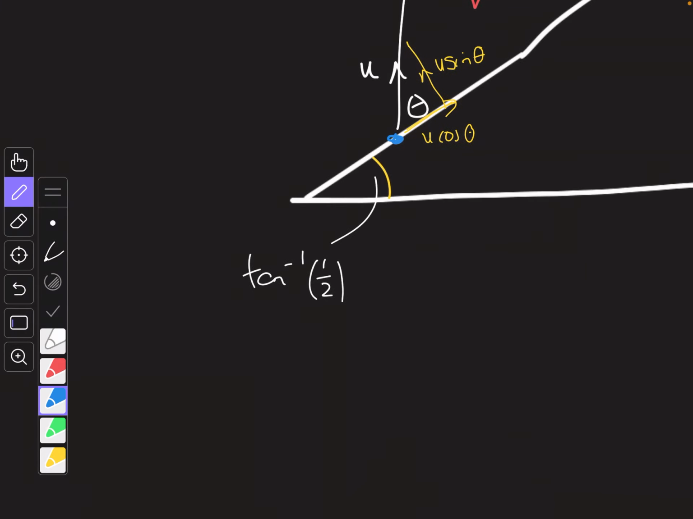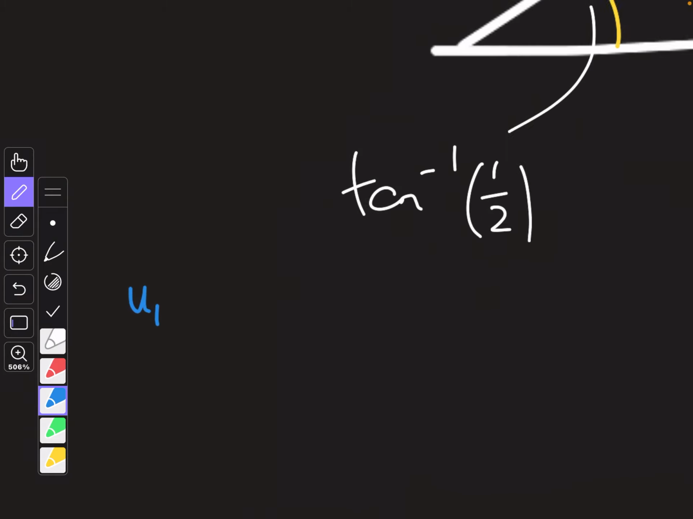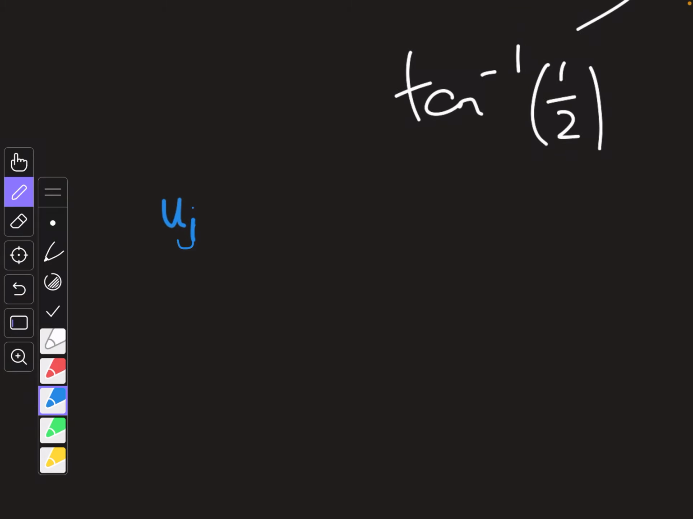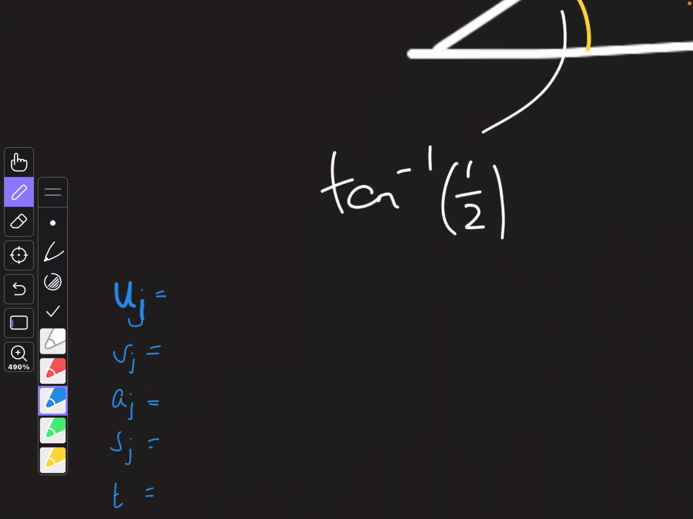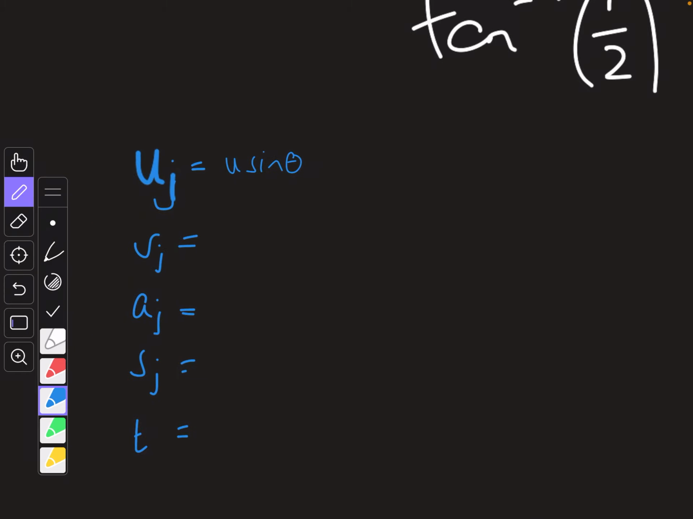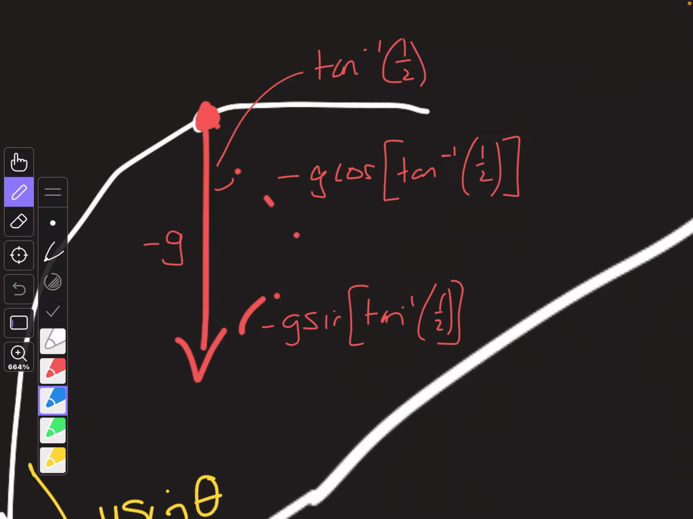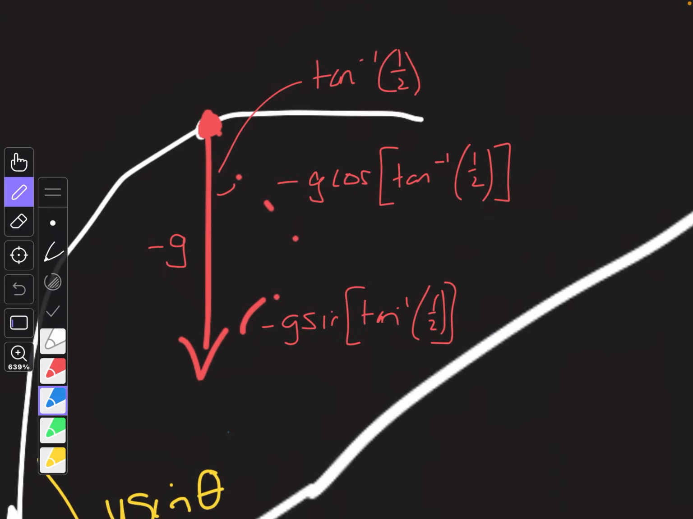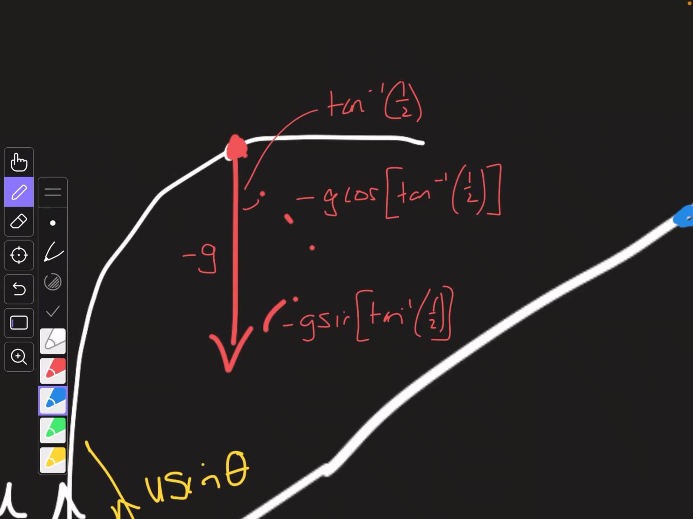So let's do the j first. So we're going to say u, v, a, s, t in the j. And remember, the t is the same for both the i and j, and we're always trying to find the t. So the initial in the j is u sine theta. The final velocity in the j we don't really know. The acceleration in the j, just be careful with this, is this stuff we found over here. So in the j plane, it's minus g cosine the tan inverse.